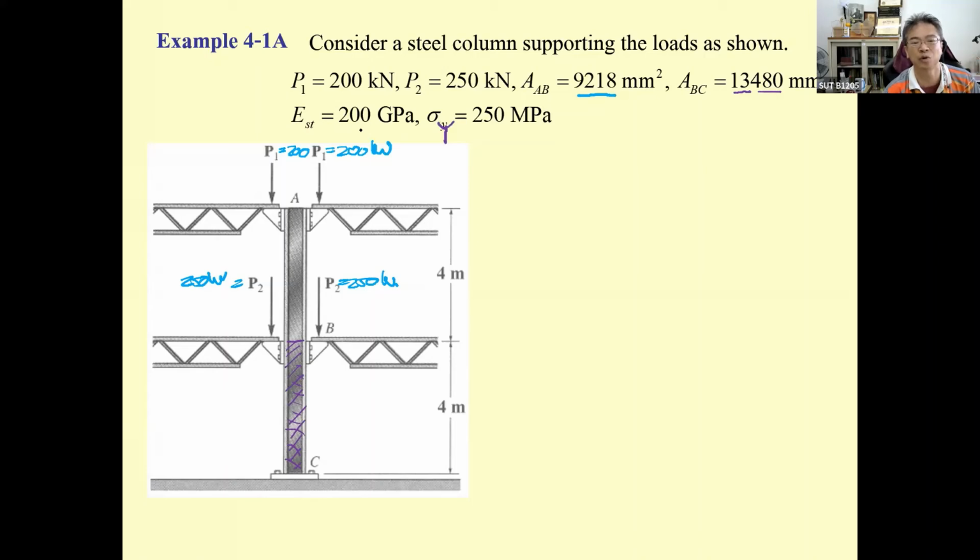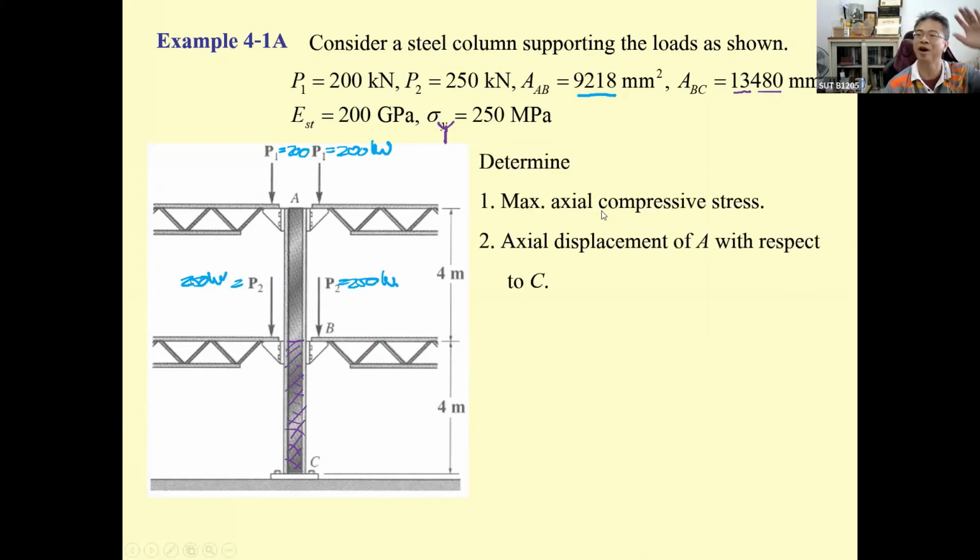Okay, E equal to 200 gigapascal. Yielding stress 250 megapascal, the same thing. They'd like us to determine the stress, on the top or the bottom. And then determine the axial deformation, delta A on the top with respect to C. That is the deformation of A with respect to B, for the second 4 meter column, plus the delta at B with respect to C, which is the first 4 meter column.